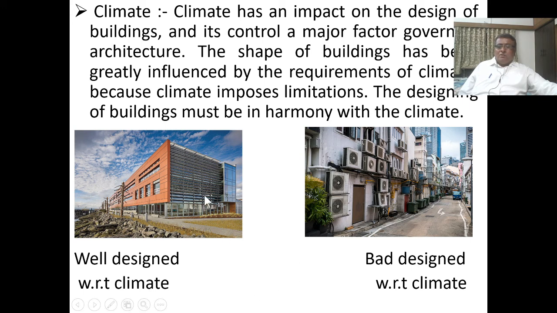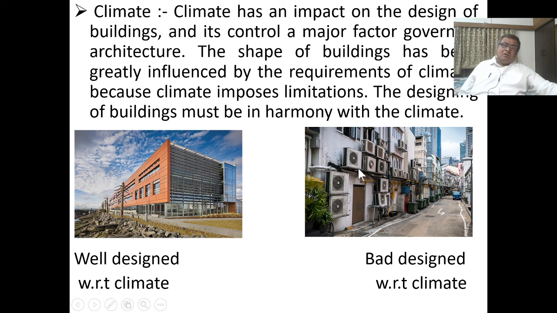So here we can see a well designed building with respect to climate. There are solar panels over here. These are the illuminated light glass panels to have a pre-entry of sun rays inside it, and you can't see a single air conditioner outside it. So the elevation is properly treated as per the design.